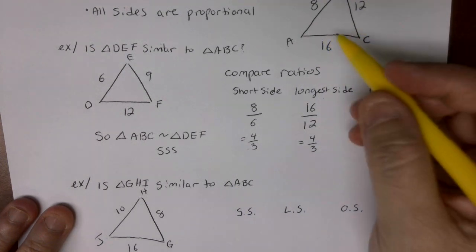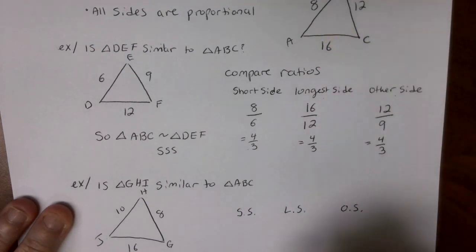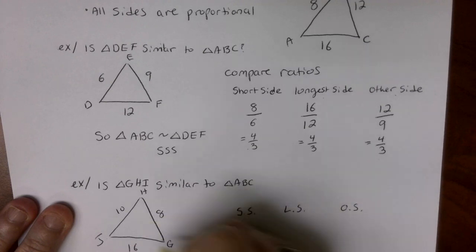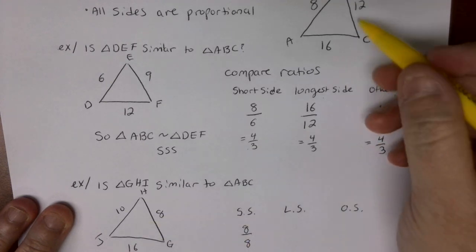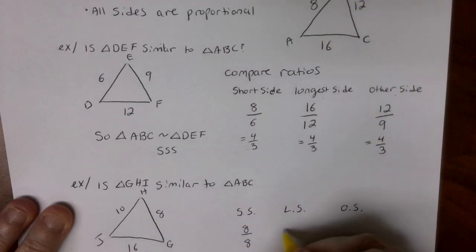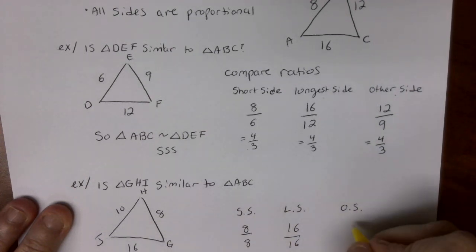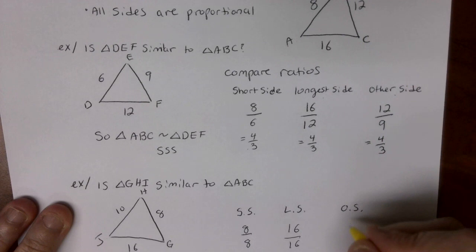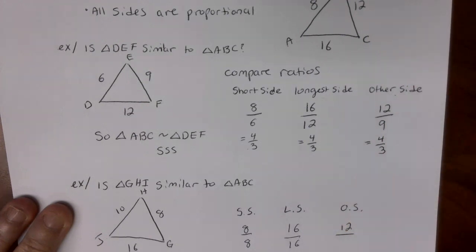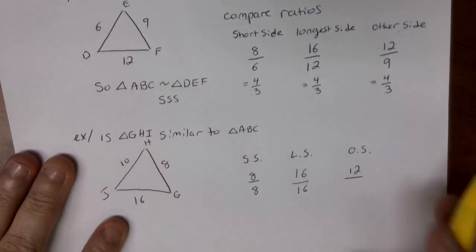So again, my shortest side on this one was 8. Shortest side on this one is 8. Longest side on this one is 16. Longest side on this one is 16. The other side on this one is 12. And the other side on this one was 10.